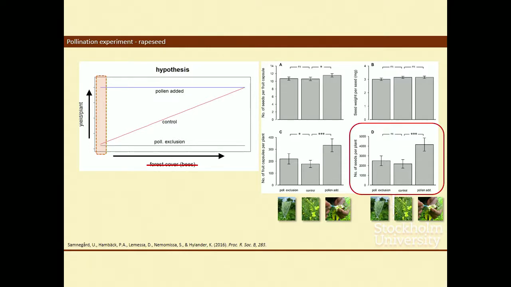And the yield parameter mainly affecting this is the fruit set of the plants. The number of seeds per fruit capsule didn't vary that much. It was about one more seed in the fruits from the hand-pollinated ones, and the seed weights didn't differ between the different treatments.